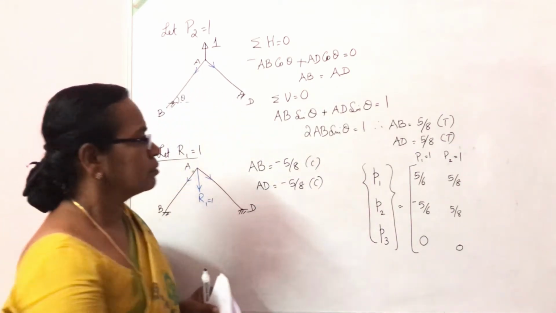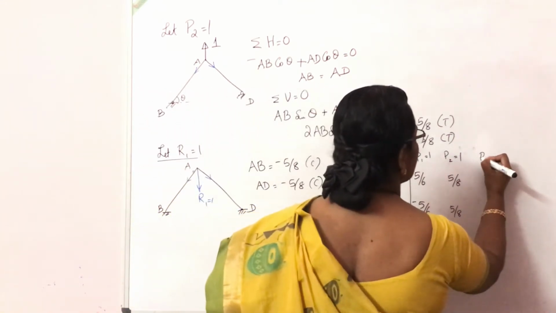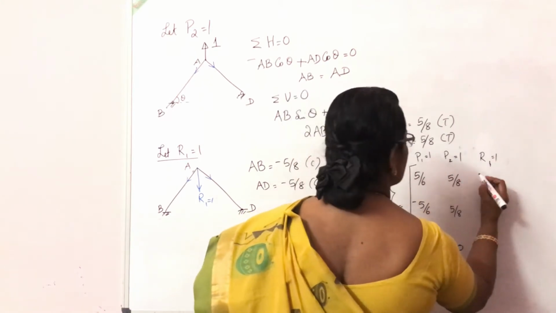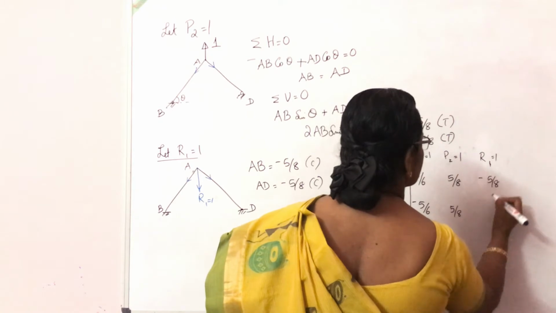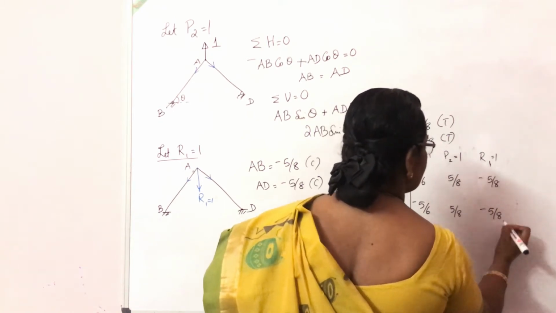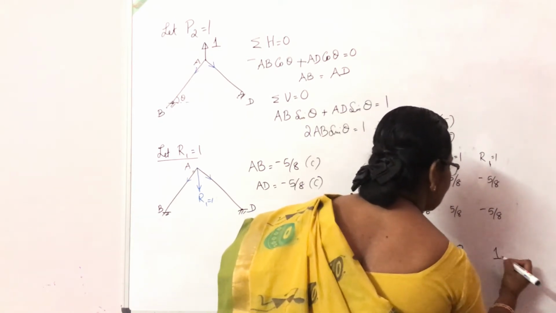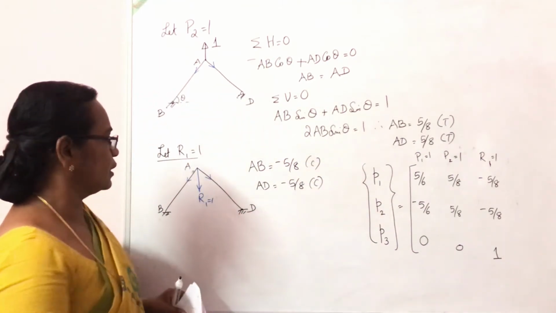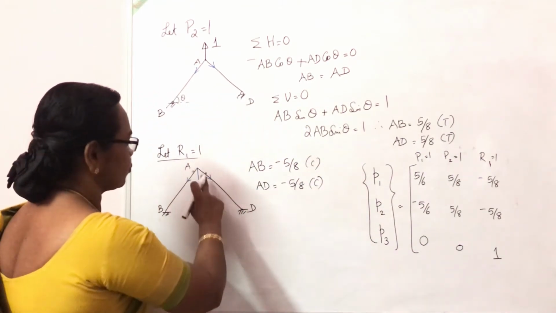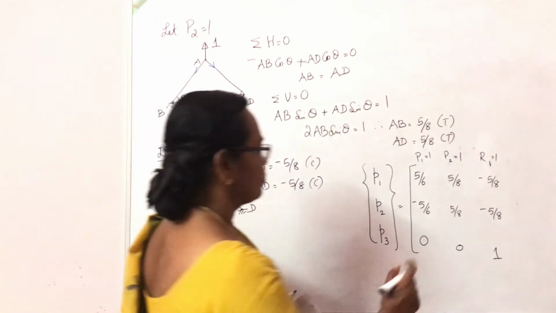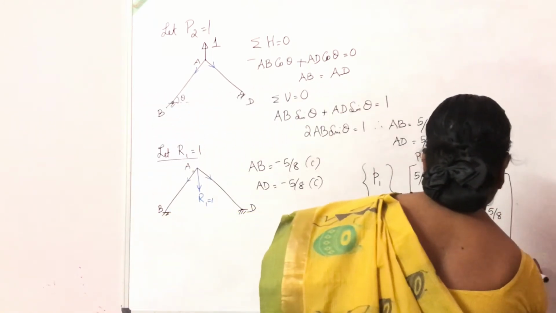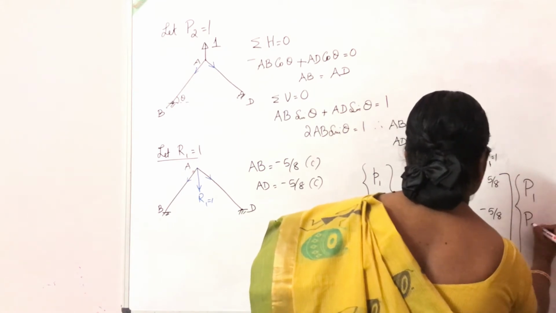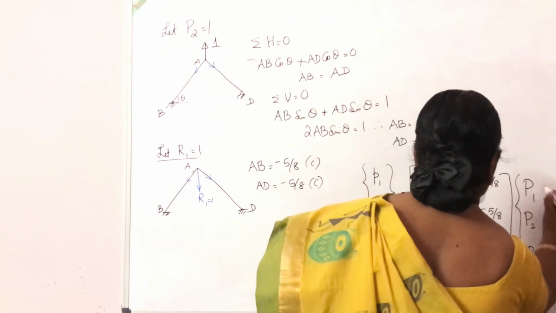It is removed, by giving R1 equal to 1. By giving unit value to the redundant, the force in the first member is minus 5 by 8, minus 5 by 8. And there is value 1 in the direction of the redundant. In the direction of the redundant, there is unit force, that is tension. So it is 1. So this is equal to this into P1, P2, R1.